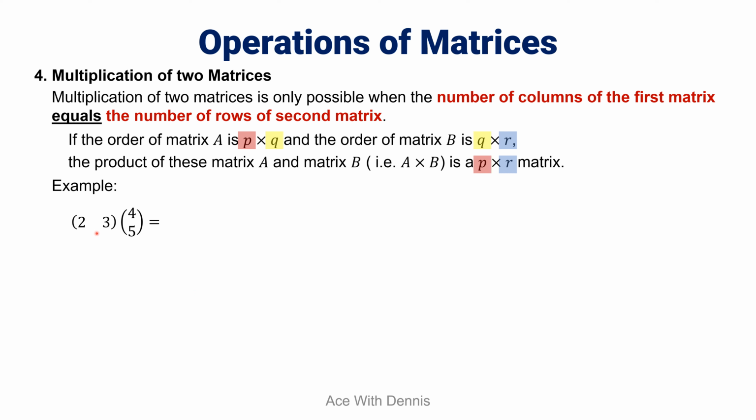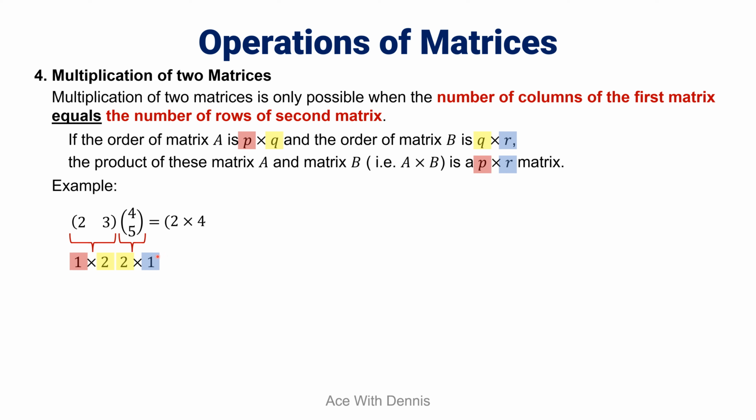Matrix 2, 3 multiplied with matrix 4, 5. Is it possible to multiply these two matrices together? Let's check the order. The order for the first matrix is 1 times 2, 1 row, 2 columns. The order for the second matrix is 2 times 1 because we have 2 rows, 1 column. Look at the numbers here, 2 and 2, so they are equal. And 1 and 1. So this will be the order of the product. Now we can multiply these two matrices together since these two numbers are equal.